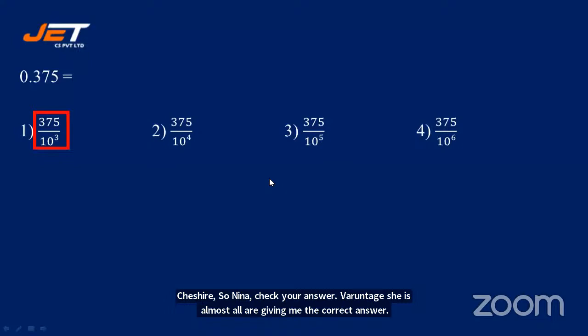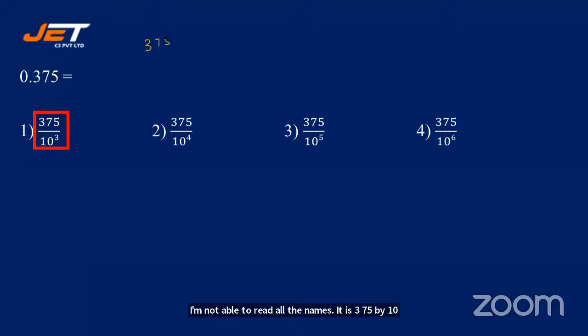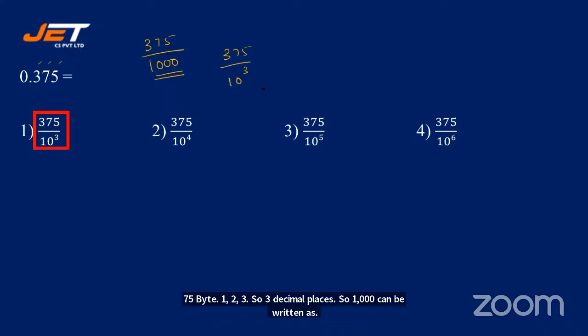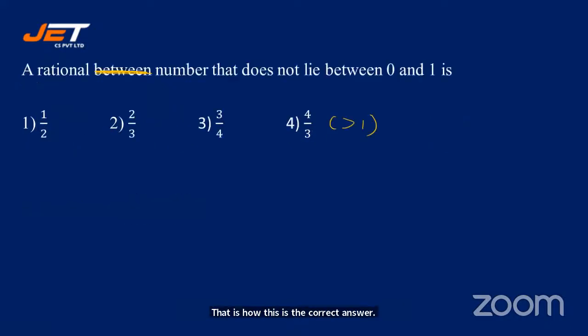It is 375 by 10 cube. How? See, 375 by 1, 2, 3. So 3 decimal places. So 1000 can be written as 10 cube. 10 into 10 is 100. 100 into 10 is 1000. That is how this is the correct answer. All right. You see the next question.